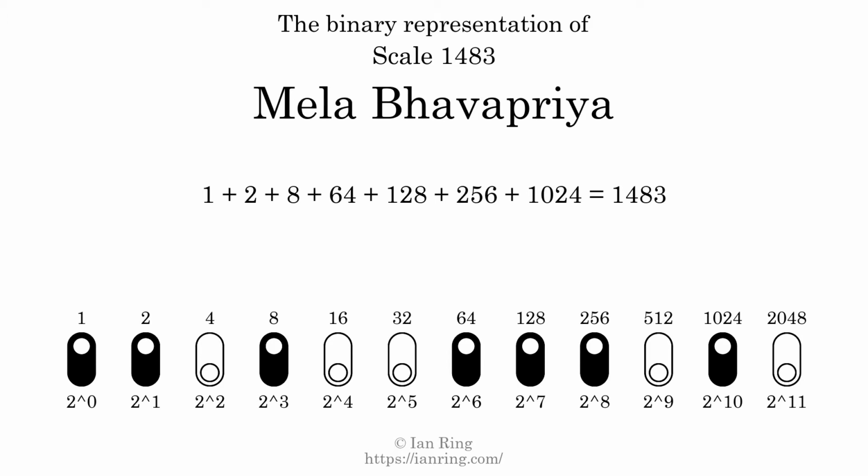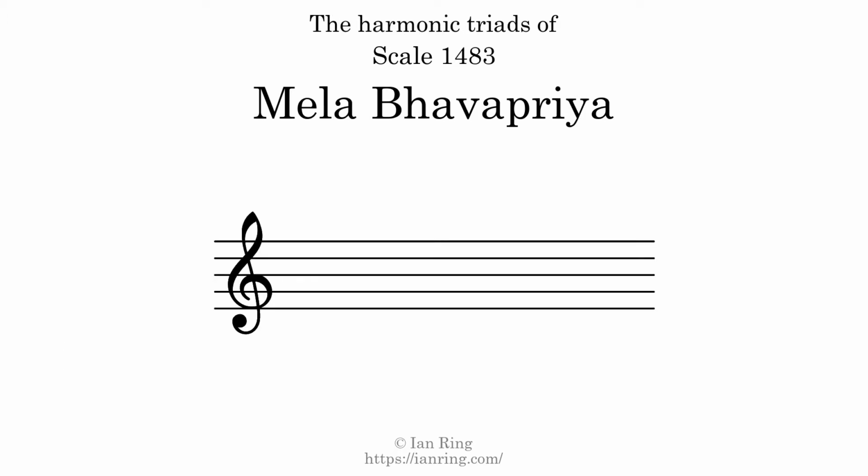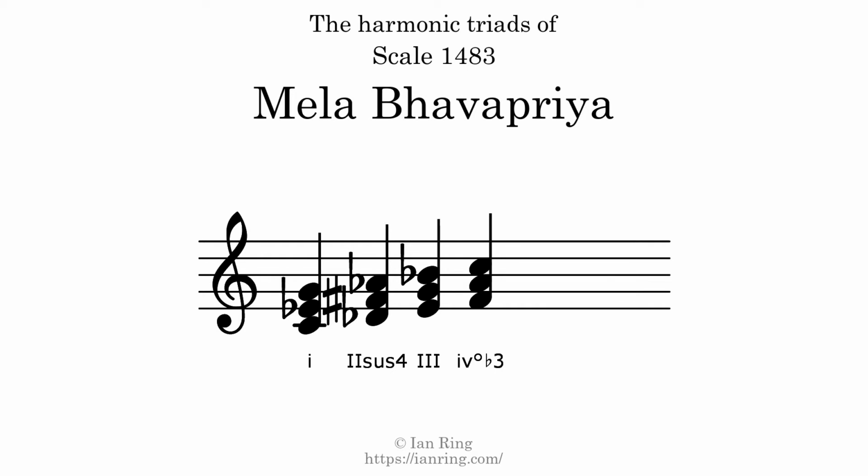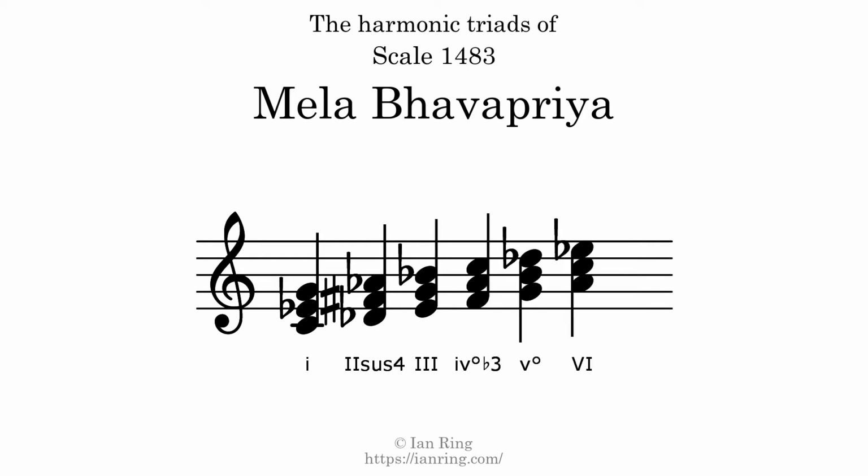1483. The scale number not only enumerates the scale with a unique index, but it also literally describes the tonal content of the scale. Represented as a binary number in base 2, the scale number is 010111001011. Here are the harmonic triads present in this scale. Minor, sus4, major, diminished flat 3, diminished, major, unnamed.